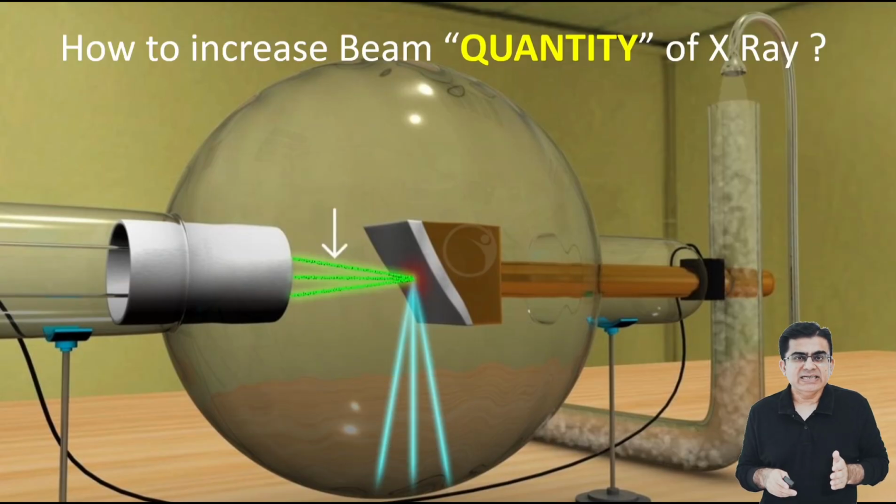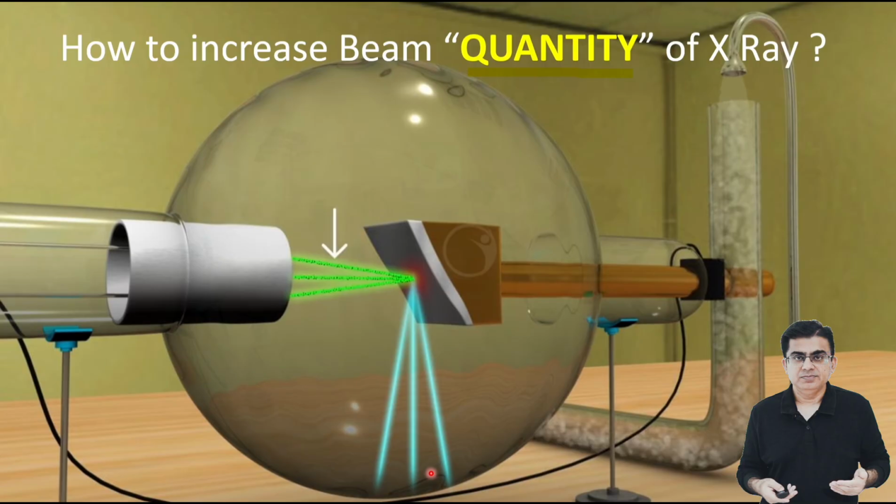There are two distinct identities of any X-rays. One is quantity and the other is quality. See how to increase the quantity of an X-ray. Quantity simply means the total number of X-rays, or the intensity. See these bright blue X-rays. These blue rays are our final X-ray photons.